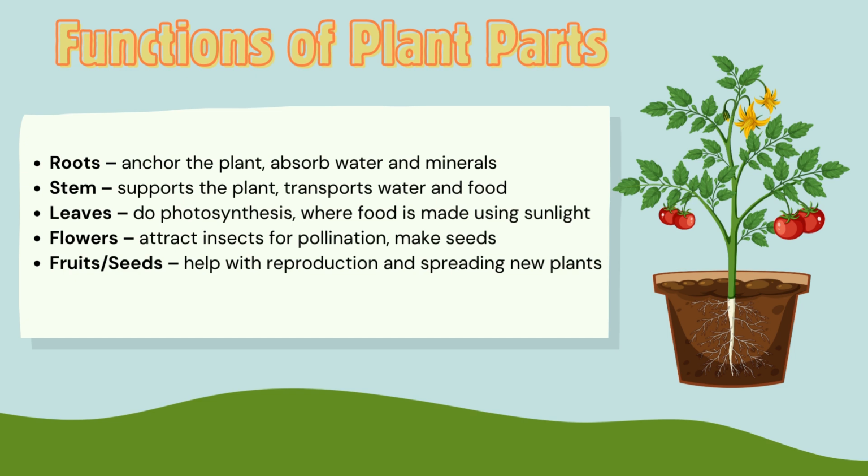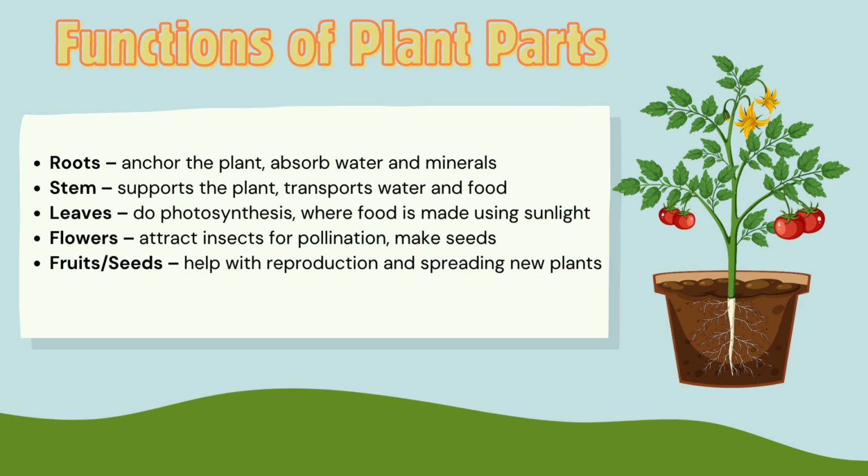Each part of a plant has a special job. The leaves make food, the roots take in water, and the flowers help the plants make new baby plants. And the stem carries everything where it's needed. You need to know the function of each part of the plant. So you need to know what a root is, and why a plant has a root, a stem, leaves, flowers, and seeds or fruits.